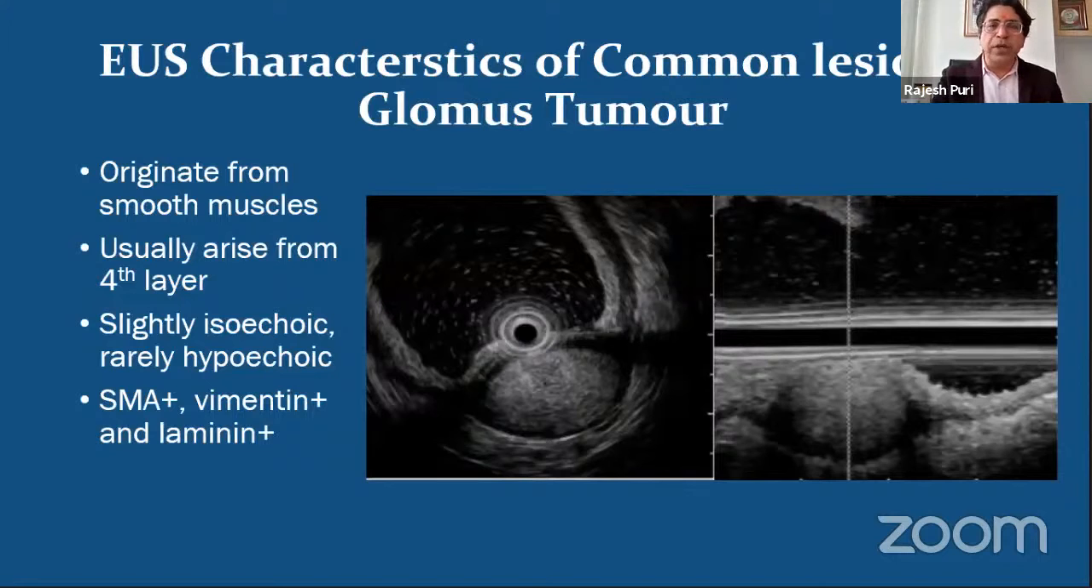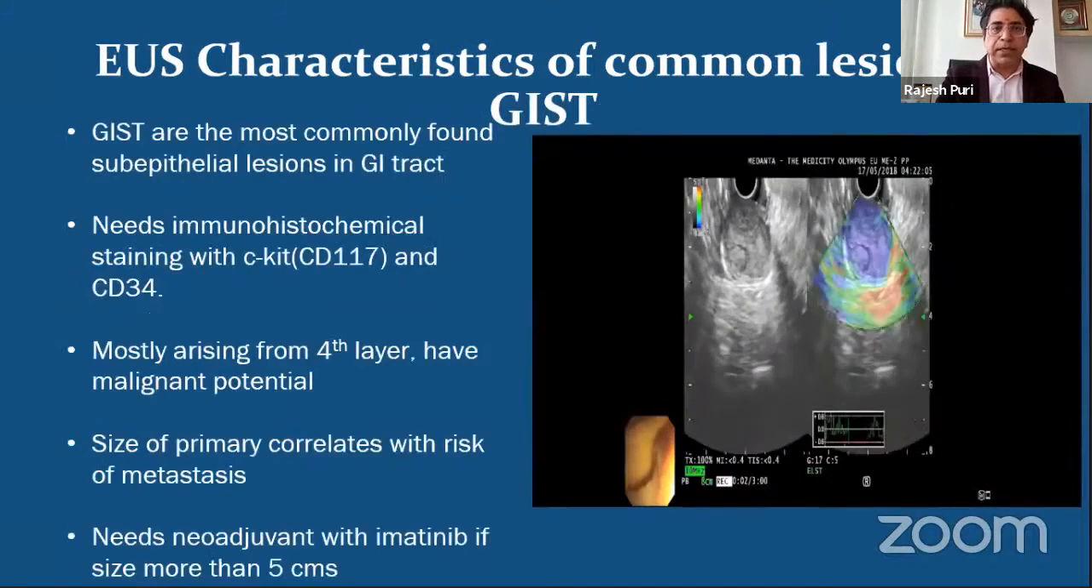Another important tumor is the glomus tumor, which is vascular, originating from the fourth layer. They are iso to hypoechoic, and on biopsy, they are SMA and vimentin positive, and they have positive Doppler signals. So by that, you can predict whether you are dealing with the glomus tumor or another subepithelial lesion.